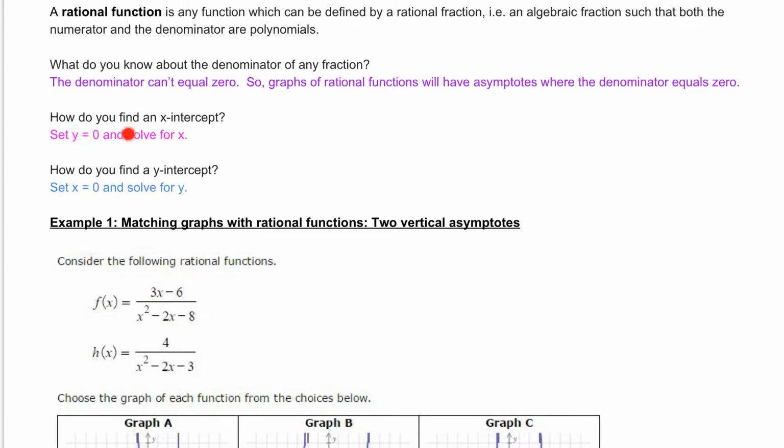Next thing you need to know is how to find an x-intercept, and that's the same for every single function. If you're looking for an x-intercept, you're going to set y equal to 0 and then solve for x. And then how do you find a y-intercept? Well, a y-intercept, again, for any function, it's the same way. We're going to put 0 in for x, and we're going to solve for y.